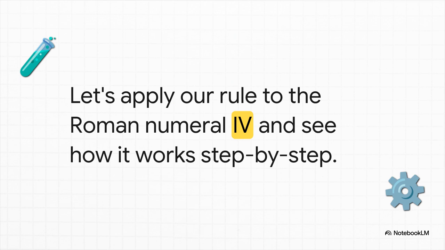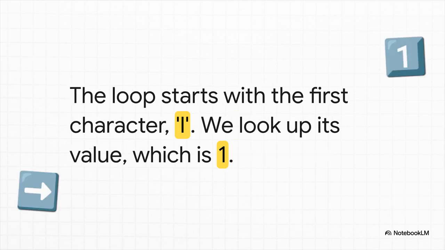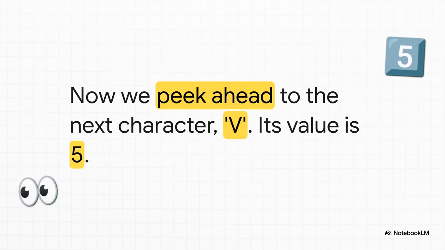Remember, our total starts at 0. Let's look at that first character. We start with the I, which our table tells us is worth 1. But hold on, before we do anything with that 1, it's time to apply our secret rule. And that means we peek ahead. The next character is V, which has a value of 5. Okay, perfect. Now we have the 2 pieces of information we need to make our decision.